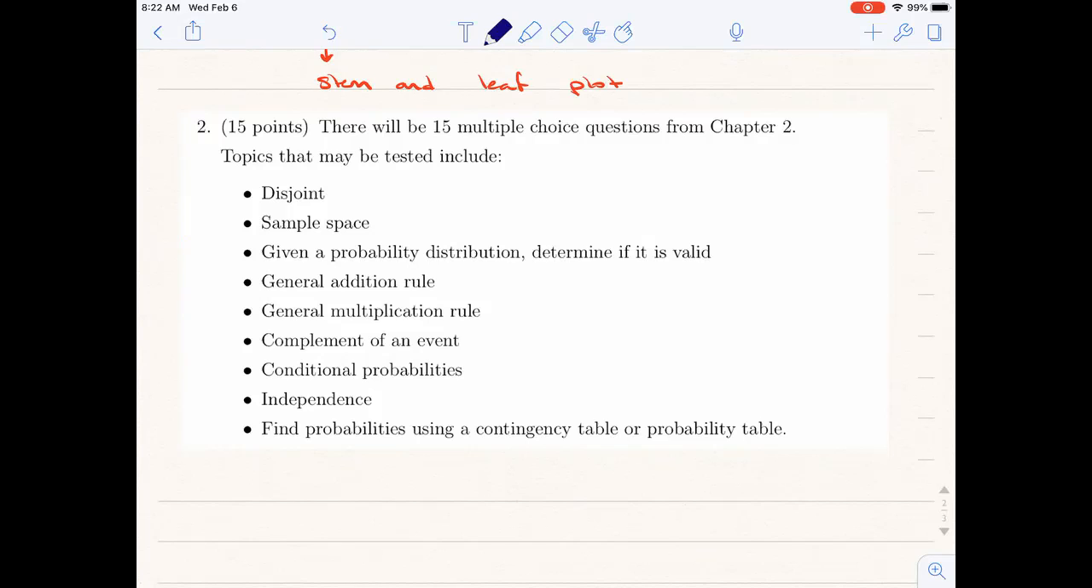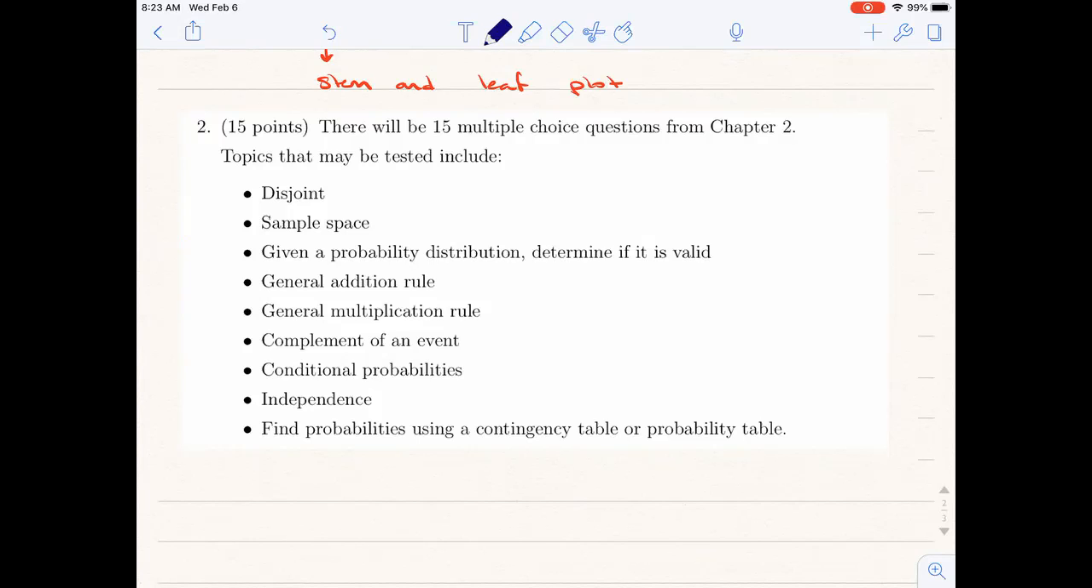First, I'm going to test theory things. So what does it mean to be disjoint? It means that no outcomes can happen at the same time. What's the sample space? The sample space is the set of all possible outcomes.